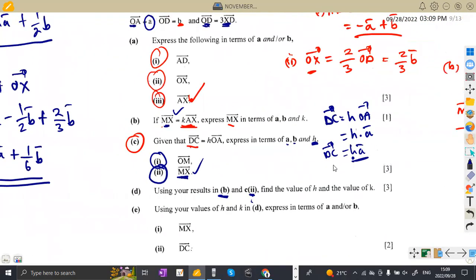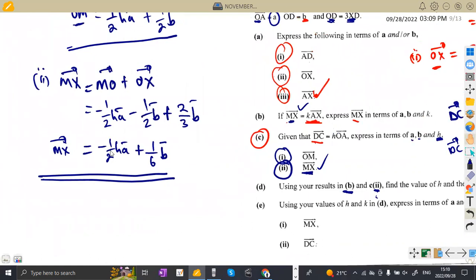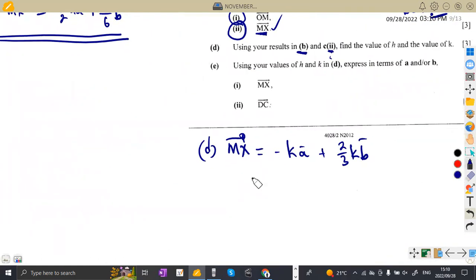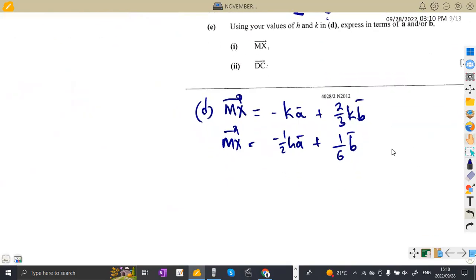And the other MX that we got here is minus half HA plus 1/6 B. So we are going to take that one. Another MX, we got negative half HA plus 1/6 vector B, like that. So let us find the value of K and the value of H.